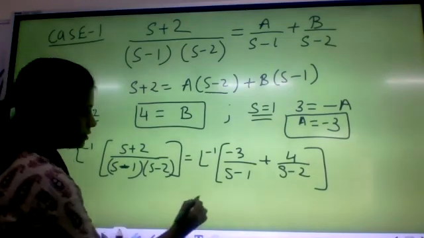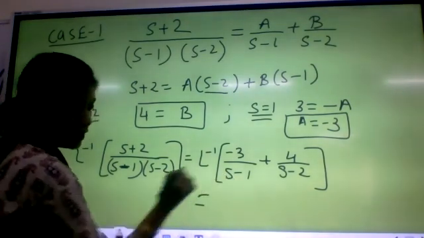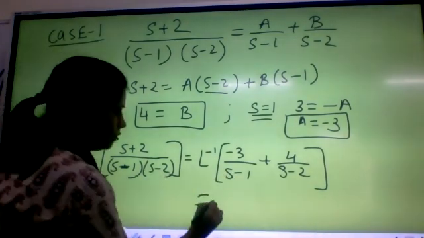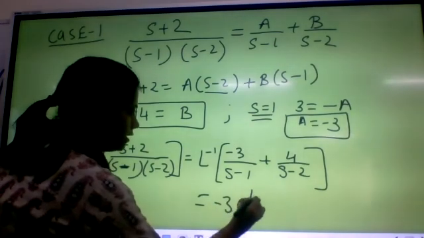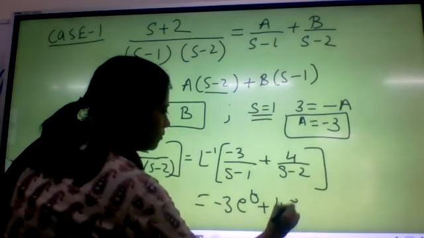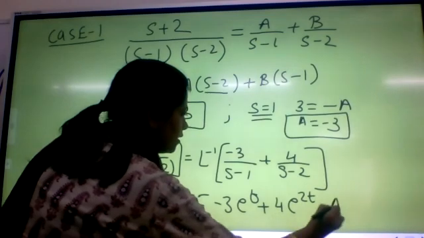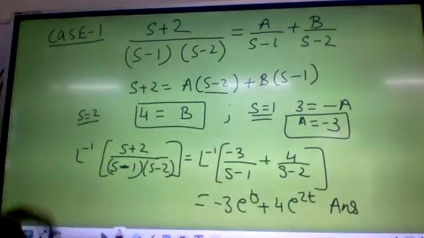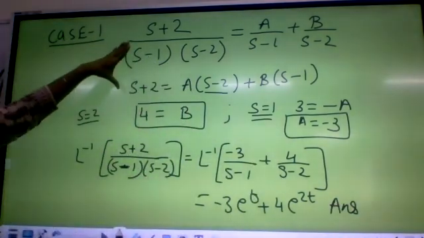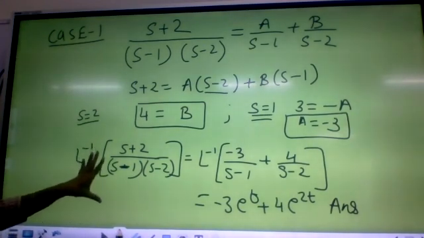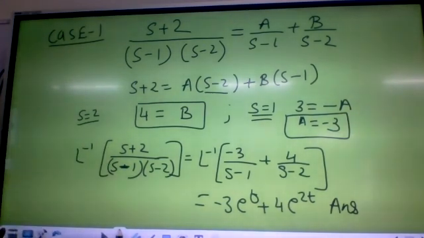Right? Now tell me, what is the Laplace inverse of 1 upon s minus 1? e to the power t. So minus 3 e to the power t plus 4 e to the power 2t. So this will be your answer. So we have learned how to do the partial fraction as well as find the Laplace inverse of that equation. So now let us do the second one.